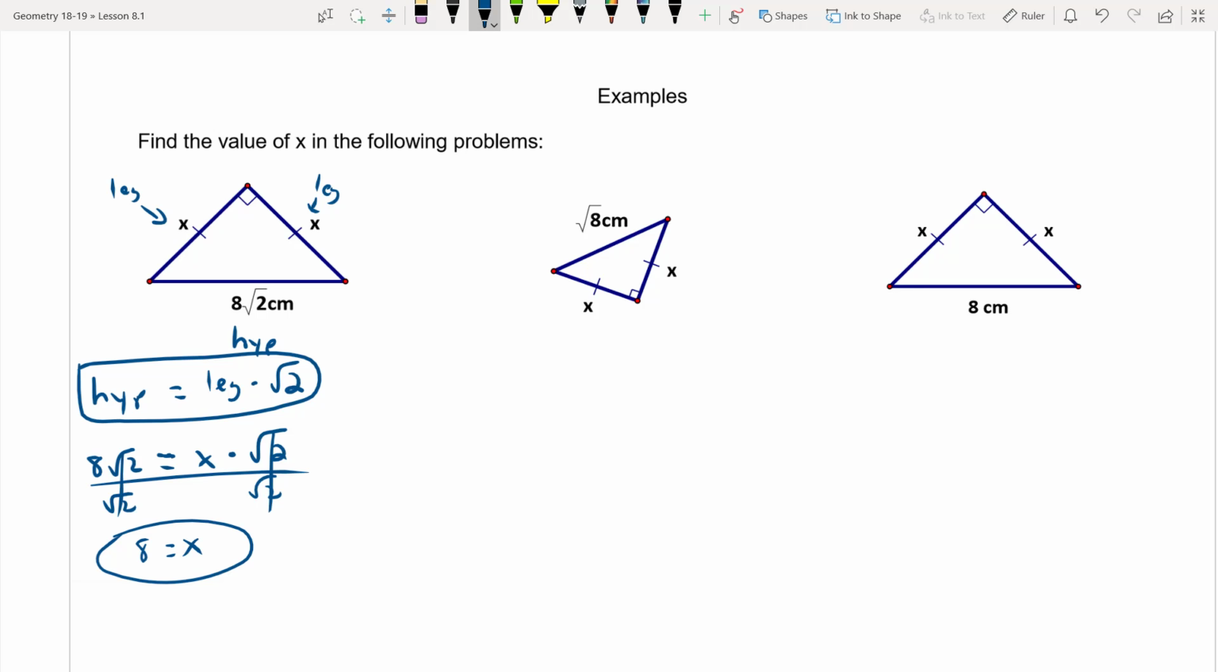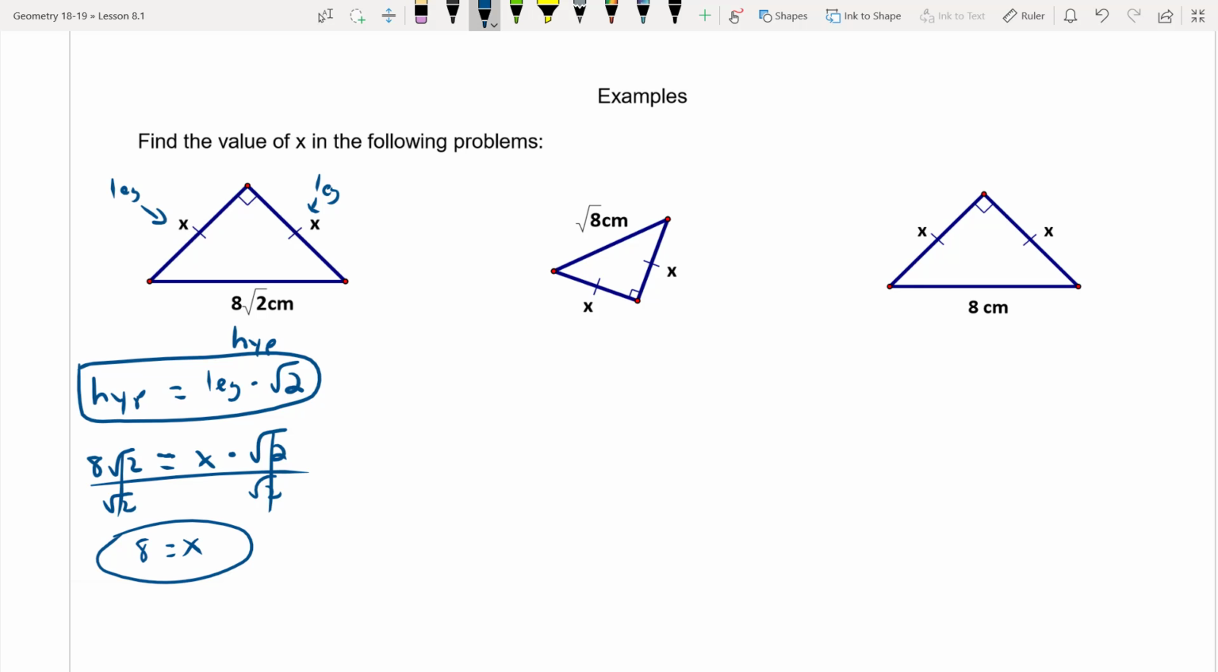Now, whenever you're given a setup like this, like you see here, if I gave you the number 10 radical 2, now that you know 45-45-90s, it should be a quick thing. Just divide by radical 2 and move on. You have 8 for that one. If I've got a setup like my second or my third one, we're going to use the same process.